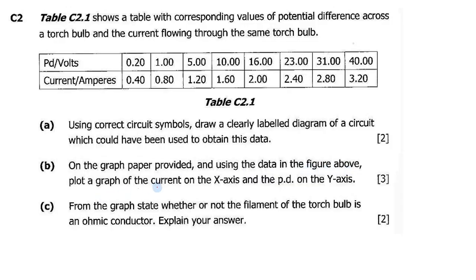Then you come to the graph paper provided, and using the data in the figure above, plot a graph of the current on the x-axis and then potential difference on the y-axis. Here they now specified, and they've given you 3 marks. From the graph, state whether or not the filament of the torch bulb is an ohmic conductor. Explain your answer. Okay, so ohmic conductor.